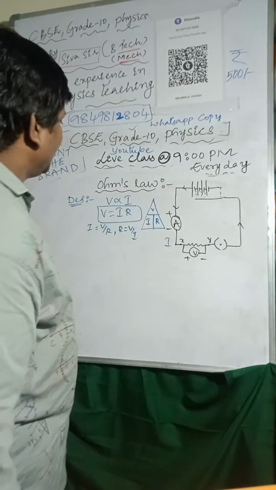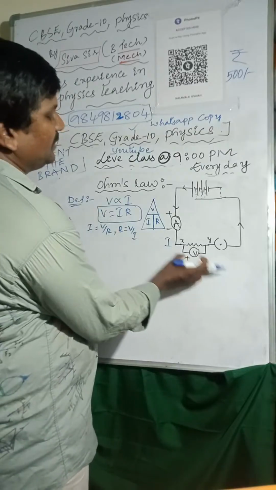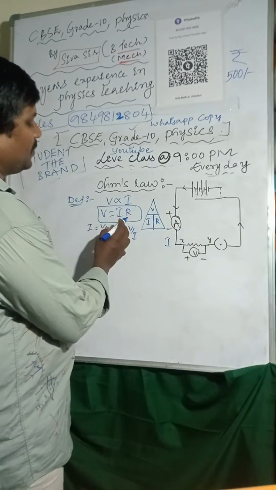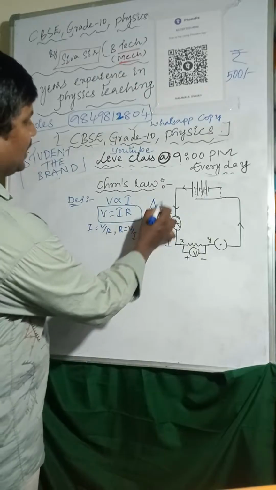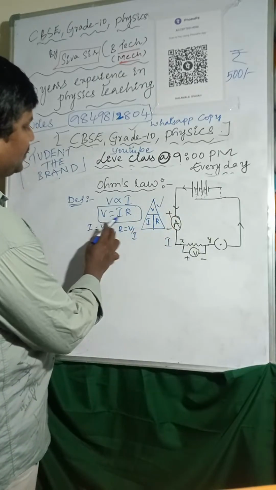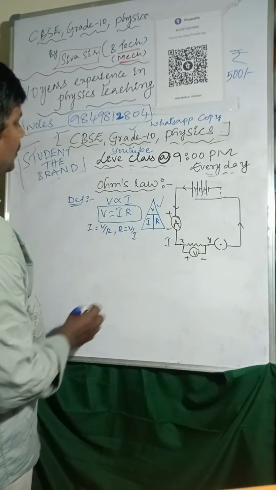Now here, see. This is about Ohm's law. The potential difference across a metallic conductor is directly proportional to the current flowing through it. V is directly proportional to I. V equal to IR. From this triangle you can remember V equal to IR, I equal to V by R, R equal to V by I. Like that we can take.